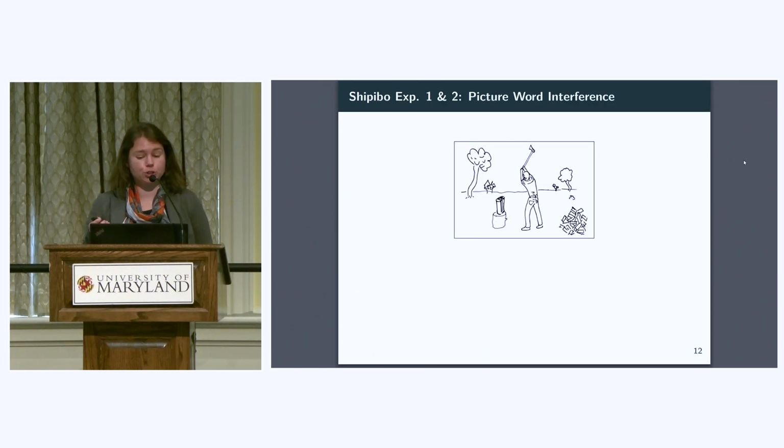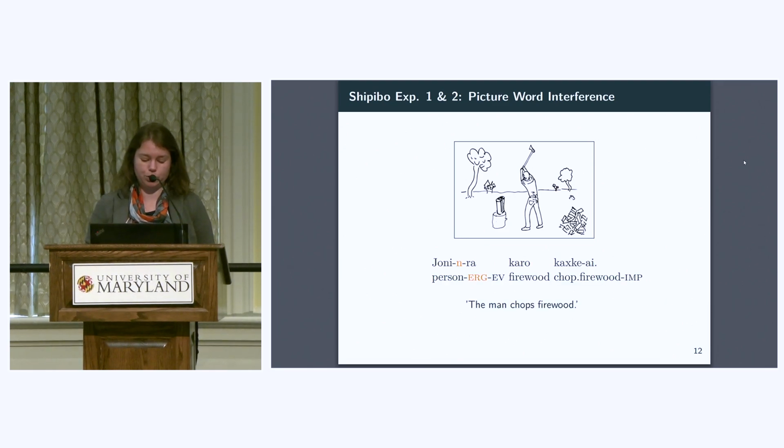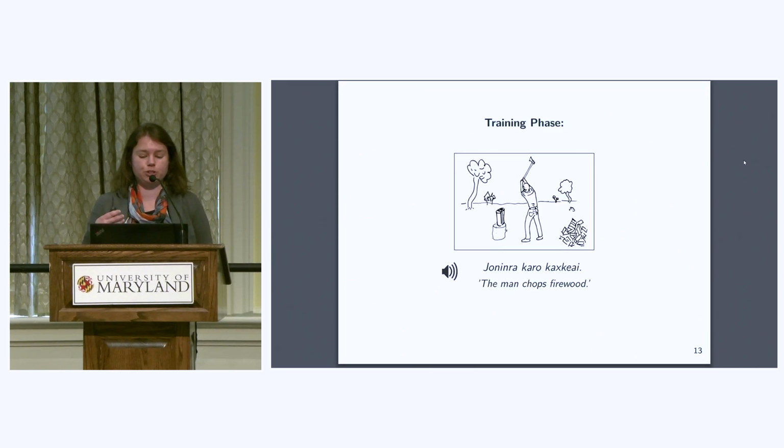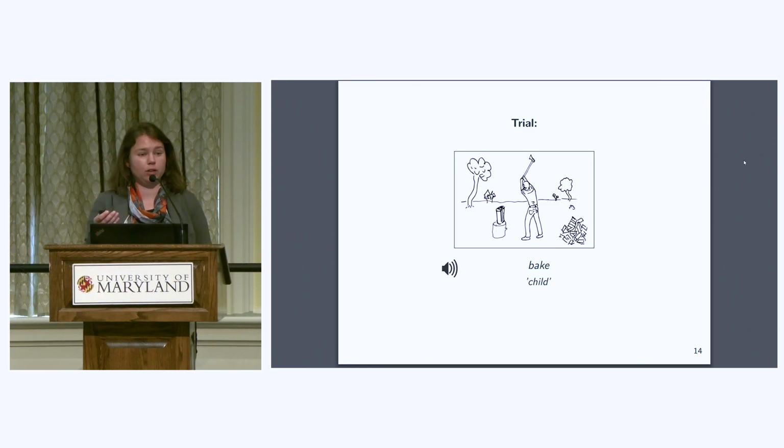So we went ahead and we ran 2 picture word interference studies. We had images like this, and this would be described by something like Honiro Karokashkai, which means the man or the person chops wood. And we divide it up into a training phase where they see the image and they are given the target sentence in order to familiarize them with the materials. And then they get a trial where now they're hearing a related distractor that's related to some part of the sentence. In this case, child is related to person, and their job is to produce the sentence.